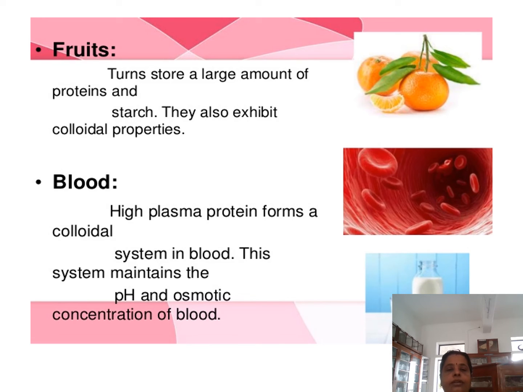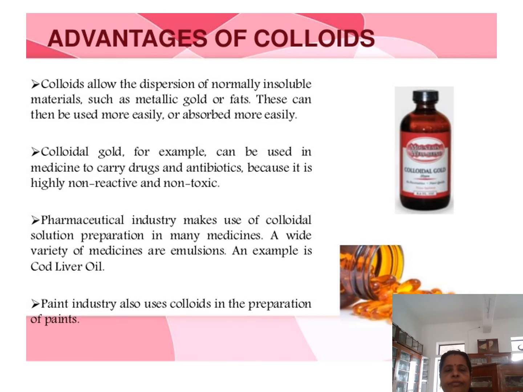Fruits store a large amount of protein and starch. They also exhibit colloidal properties. As far as blood is concerned, high plasma protein forms a colloidal system in blood. The system maintains the pH and osmotic concentration of blood.